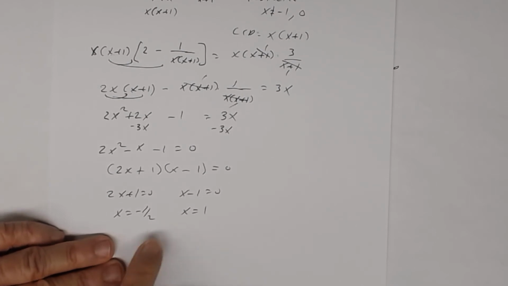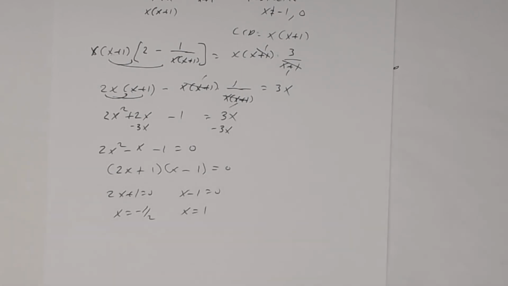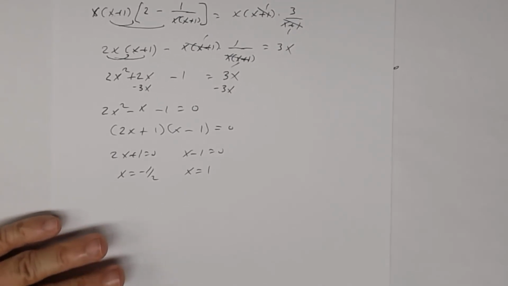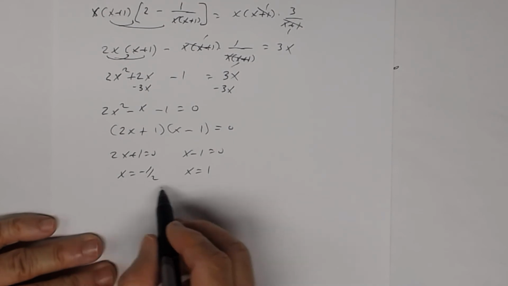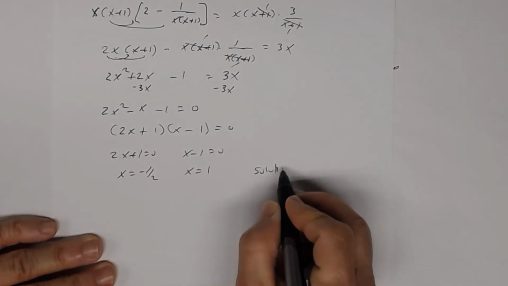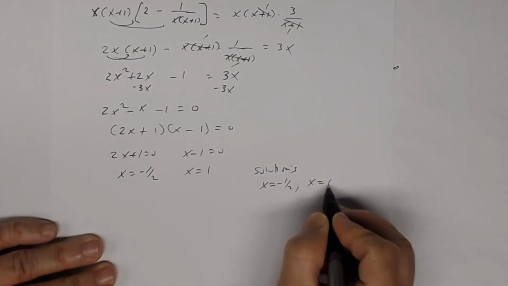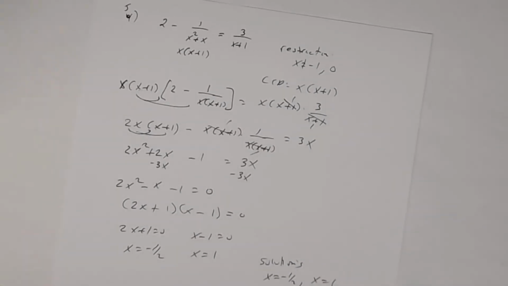And the answer is no. So I don't have any extraneous solutions. So those proposed solutions are my solutions. There are two of them. The solutions are x equals negative 1 half, comma, x equals 1. All right, so that is solving rational equations.